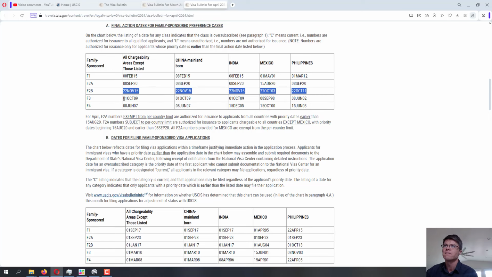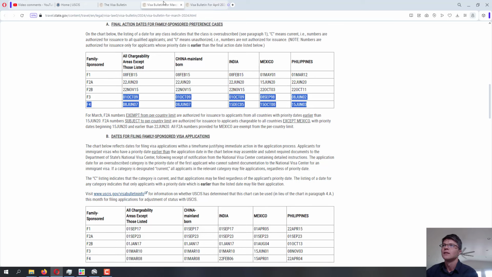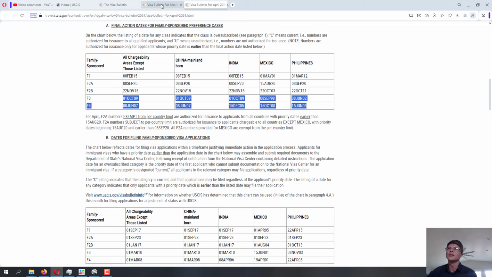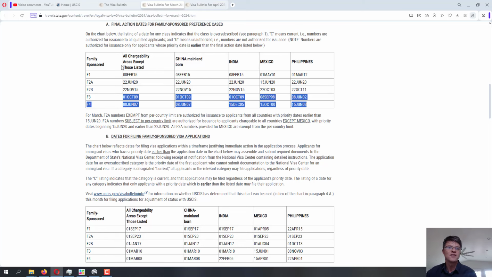So no movement whatsoever. And I'm gonna save you time because it looks like the rest, that is F3 and F4 categories, there is no movement whatsoever between March and April. So the only good news for this visa bulletin edition, specifically for the availability of the immigrant visa, is only for the F2A category. Okay, unfortunately not good news.